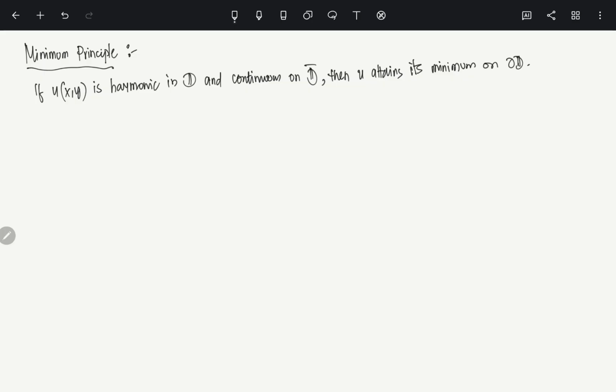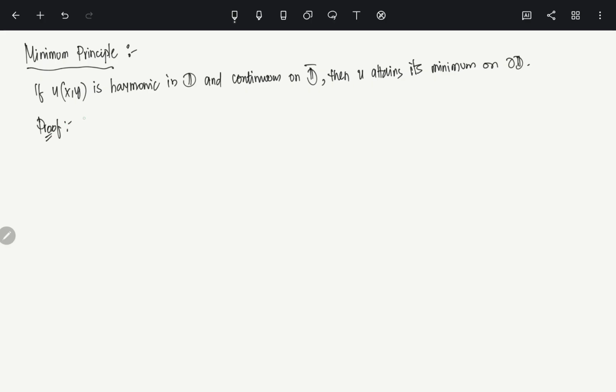Is it okay? So what I am saying is this: in both the cases, since the function is harmonic, the maximum and the minimum, both of them have to be attained on the boundary of it. Now the proof of this, I want you to do it yourself.